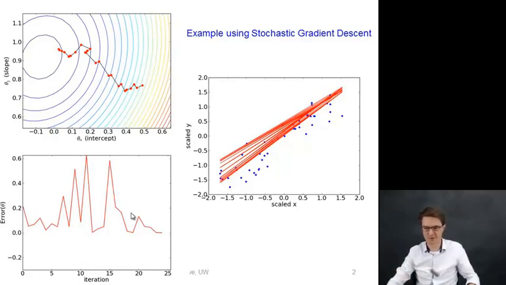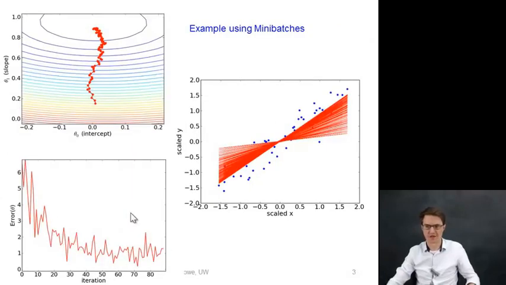Okay. And an example using mini batches. This one happened to have a little bit better of an error character, but you can still see some noise here, and this one happened to take many more iterations to get to the middle. Okay.